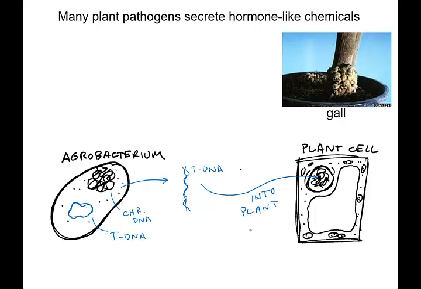So now this tDNA encodes enzymes for making cytokinin. So essentially what's happening here is the bacteria is engineering these plant cells to produce higher than normal levels of cytokinin. Now, people make use of Agrobacterium for biotechnology. You can put any piece of DNA that you're interested in into this tDNA, and it's one way to introduce new genes into plants.